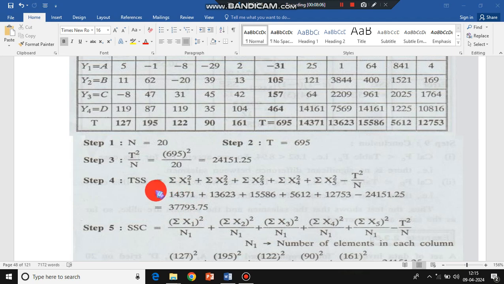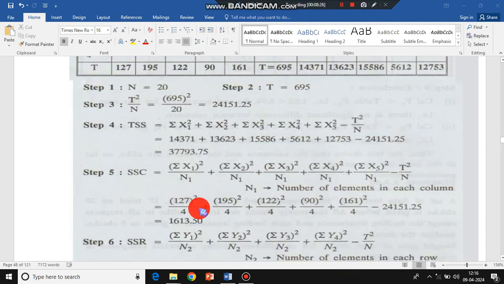A lot of shortcuts are there to find the sum of all these things that you should know. Then only you will get the answer as quickly as possible. Okay. Now TSS, total sum of square value, is 37,793.75. The next thing that we have to find out is SSC, that is sum of square column wise.